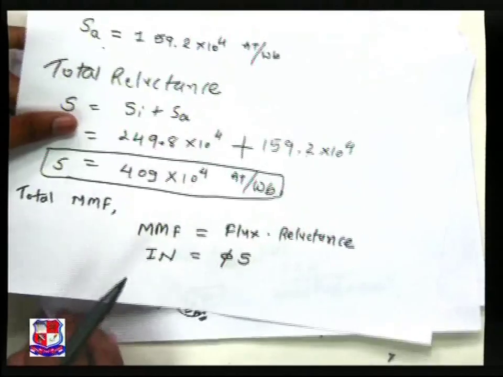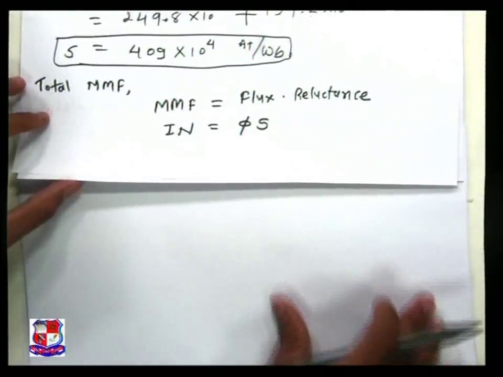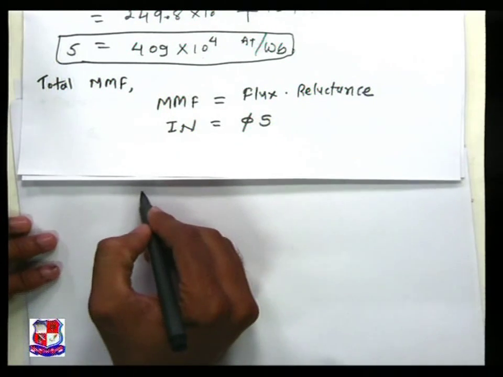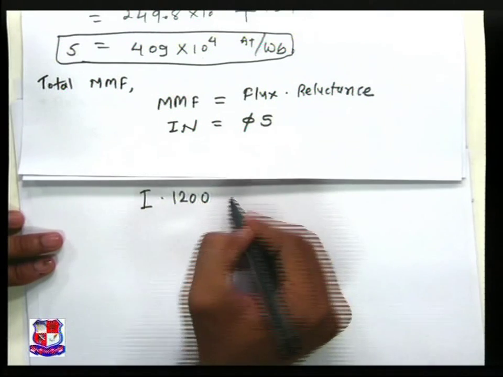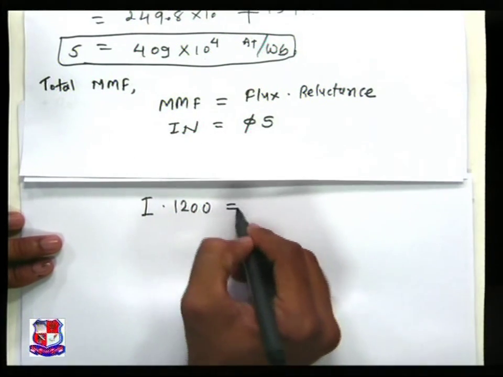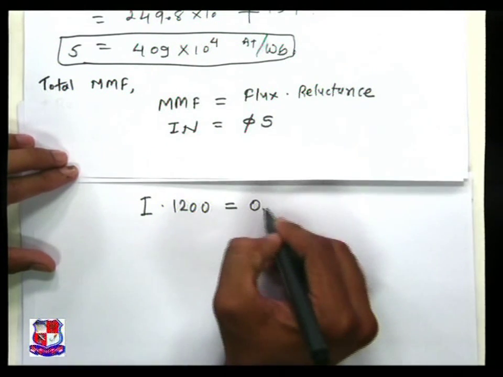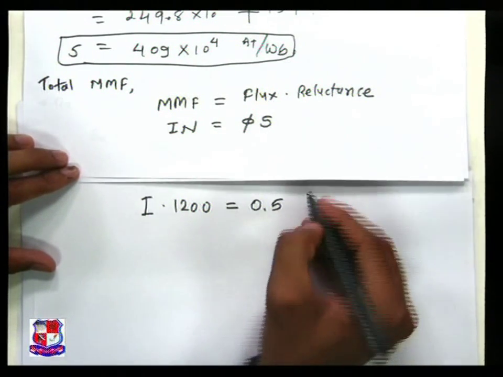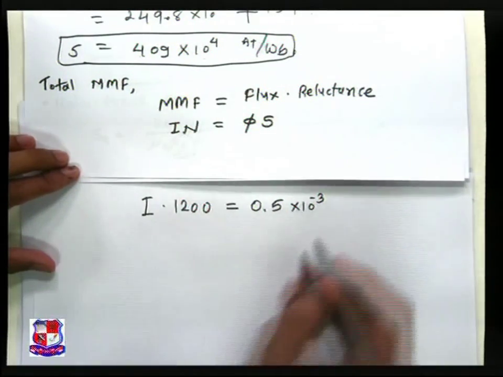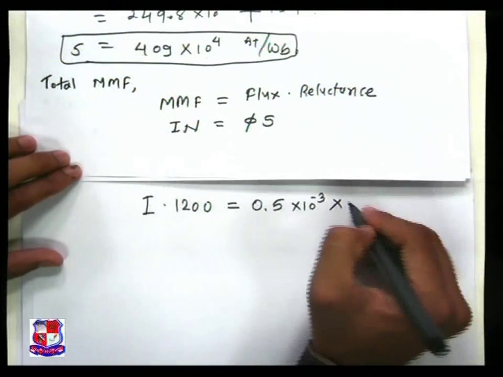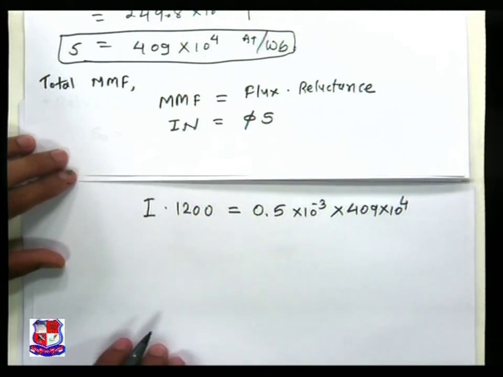So put the value of all the terms, put the value of current. We have to find out the value of I. Turns is 1200, equal to phi, the flux, is given as 0.5 milliweber, so it's 10 raised to minus 3, and we have found the value of S as 409 into 10 raised to 4.